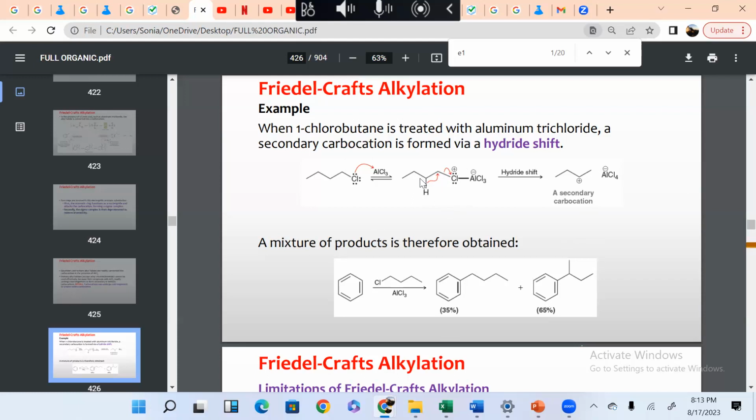So if there's that shift, you will have a mixture of products obtained after alkylation, the attachment of the alkyl group to the benzene. Here you have 35% of this product, from the least stable carbocation, and this one, from the most stable carbocation, will be the more abundant product.